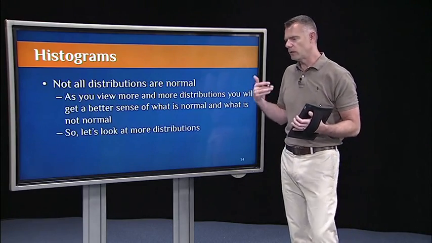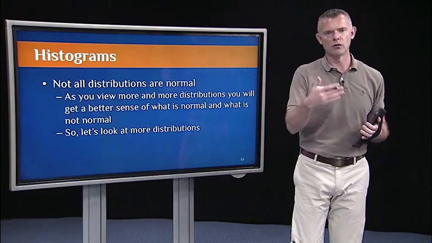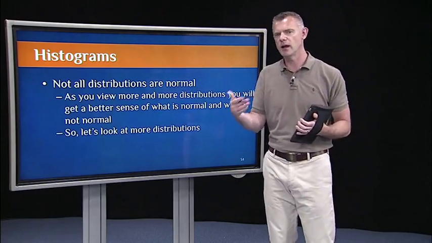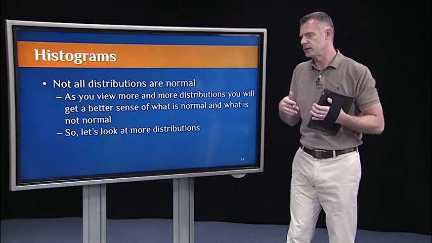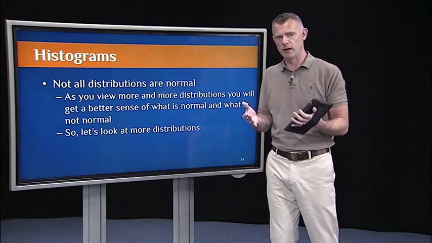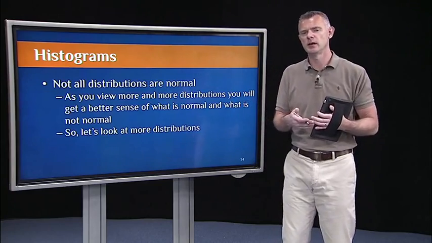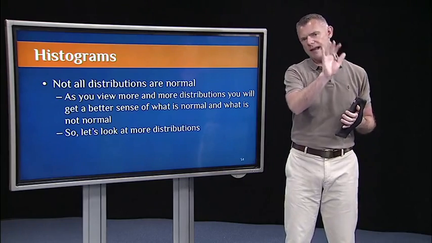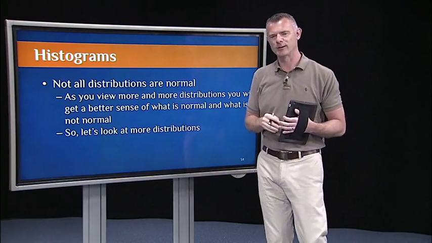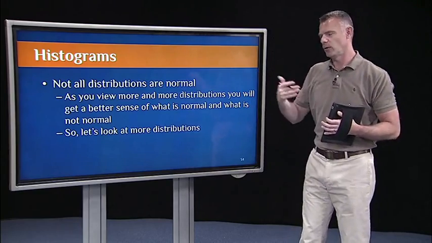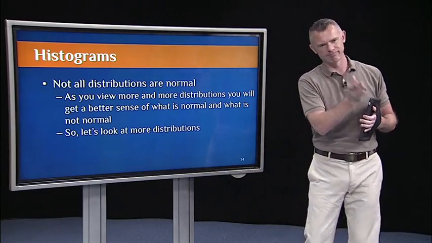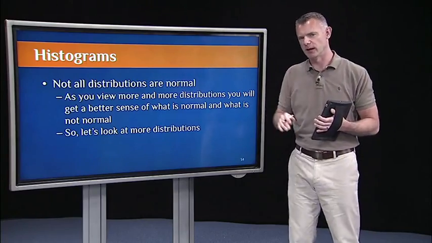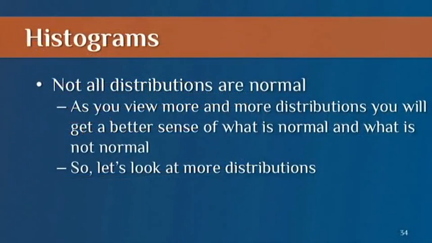So the only way to really get a good handle on what a normal distribution looks like and what a non-normal distribution looks like is just to look at more and more histograms. The more experience you get with this, the more you'll be able to say, yeah, that's normal enough for our statistical procedure, we'll go ahead. Or that's too positively skewed, that's too negatively skewed. So the best way to do that is just get experience. So let's look at more distributions.